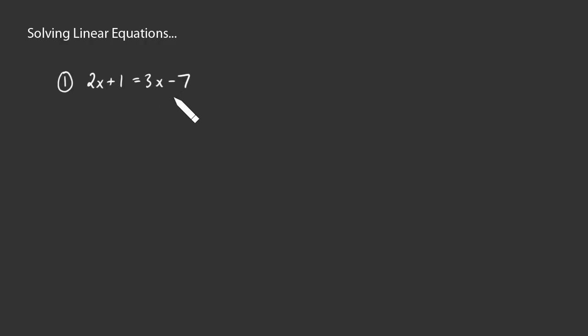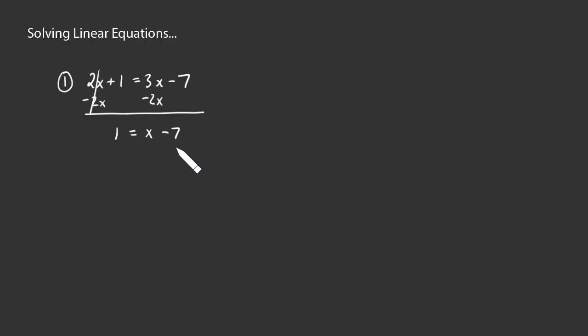solve if we only had one occurrence of x in the entire equation. To that end, notice we have a 2x here and a 3x here. If I subtract 2x from both sides, right, then 2x minus 2x drops off there. You're left with only a 1 on the left-hand side. On the right-hand side, you have a 3x minus a 2x. That's a single x minus 7. Okay? Now we have a nice clean equation.